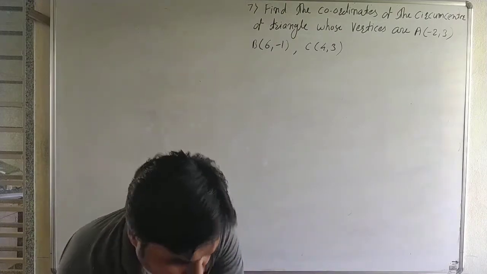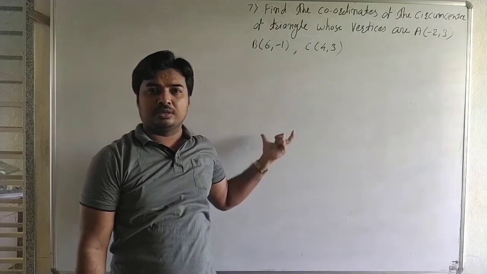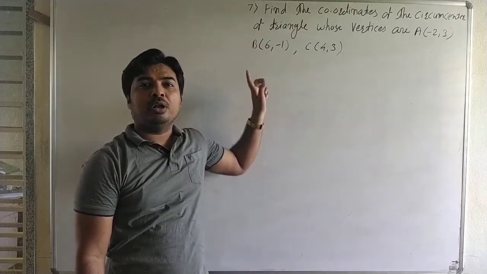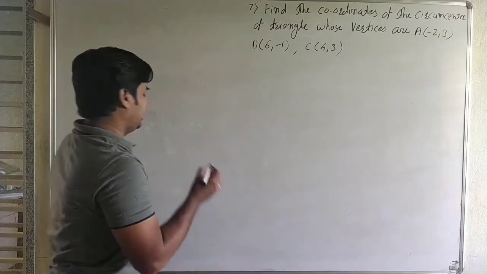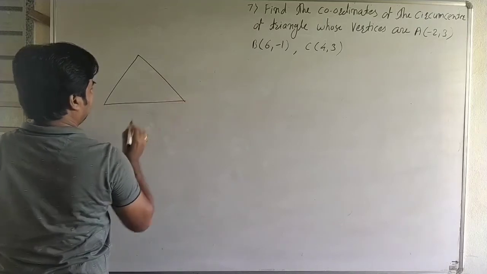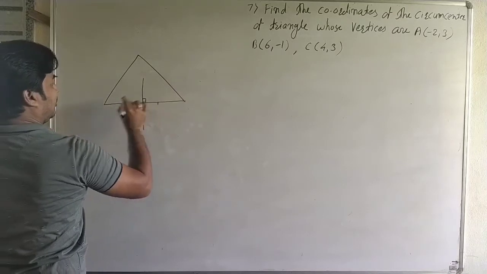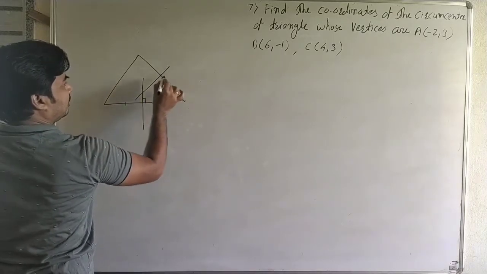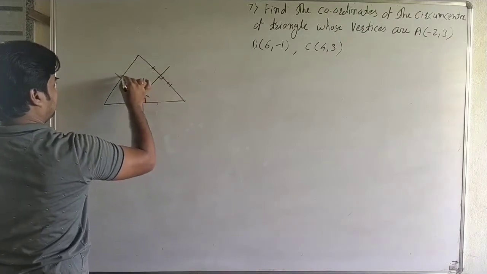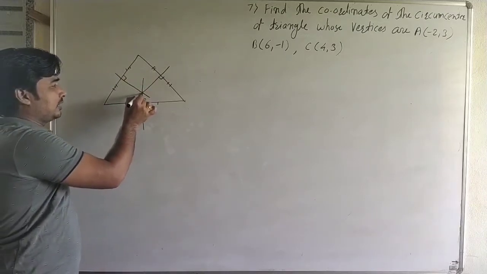Okay. Now here we find the circumcenter of the triangle. What is meant by the circumcenter? Circumcenter is the point of concurrence of the perpendicular bisectors of the sides of the triangle. Here it is a point of intersection, for any triangle. The point of intersection of the perpendicular bisectors of a triangle is called the circumcenter.